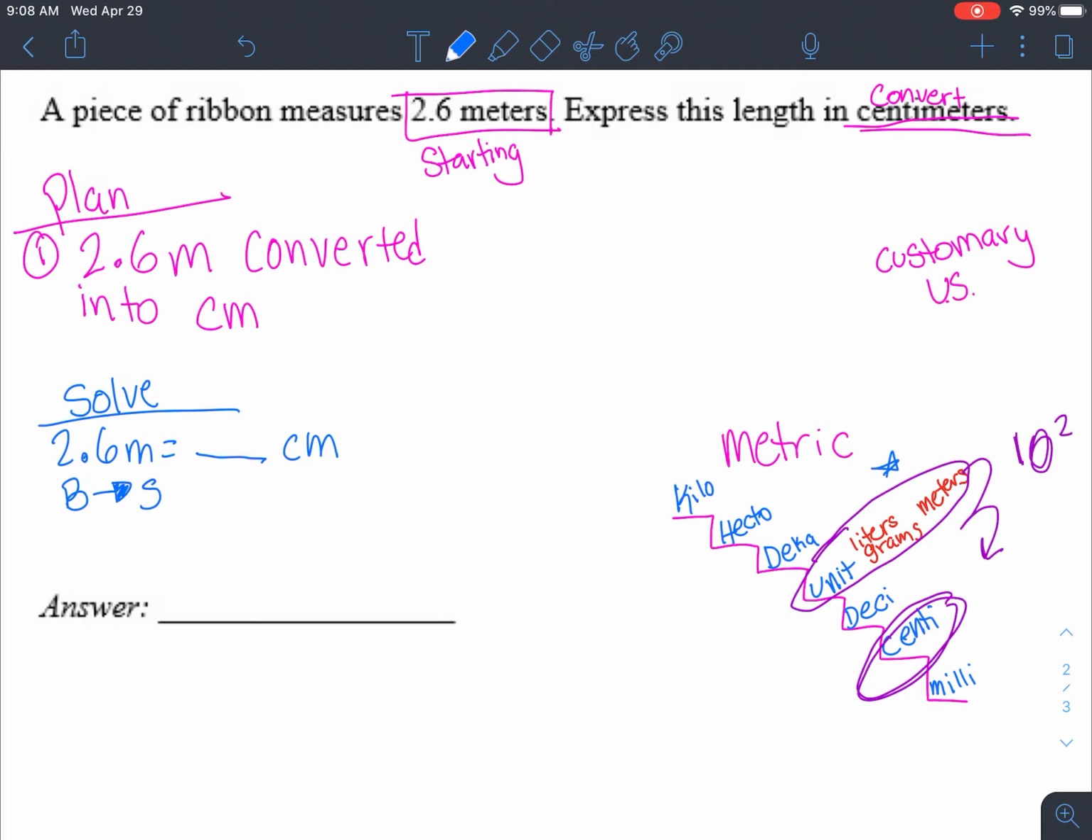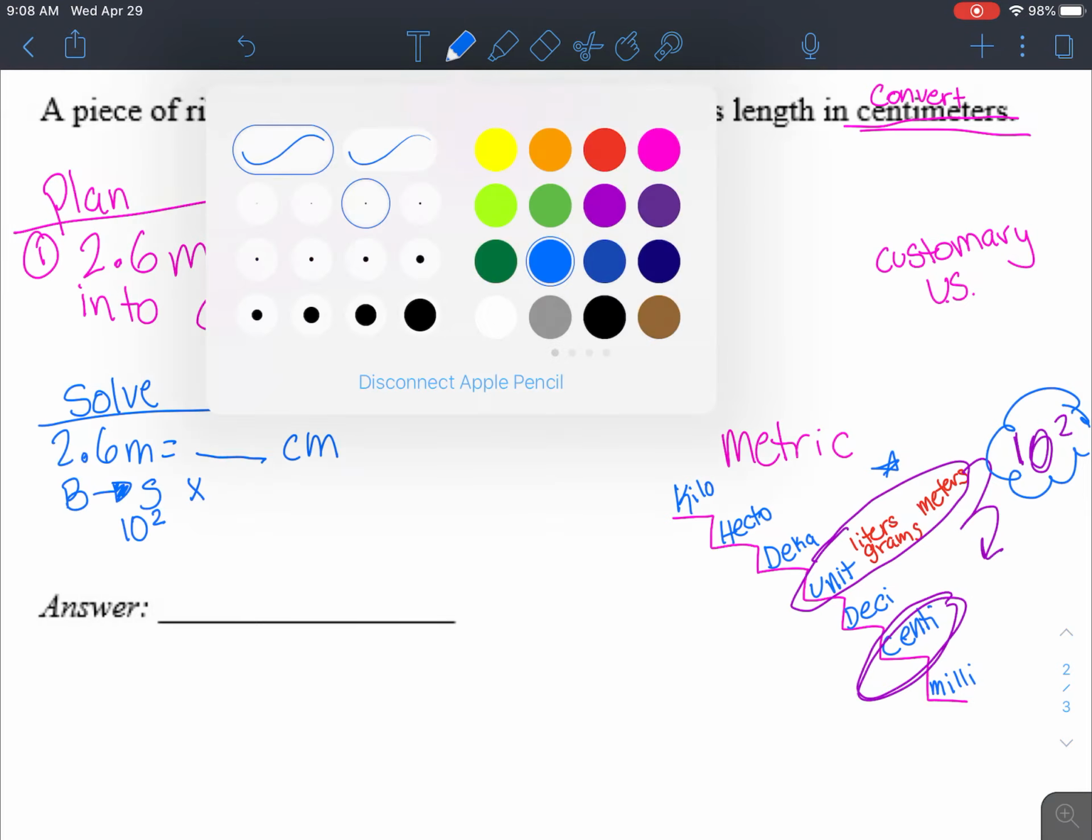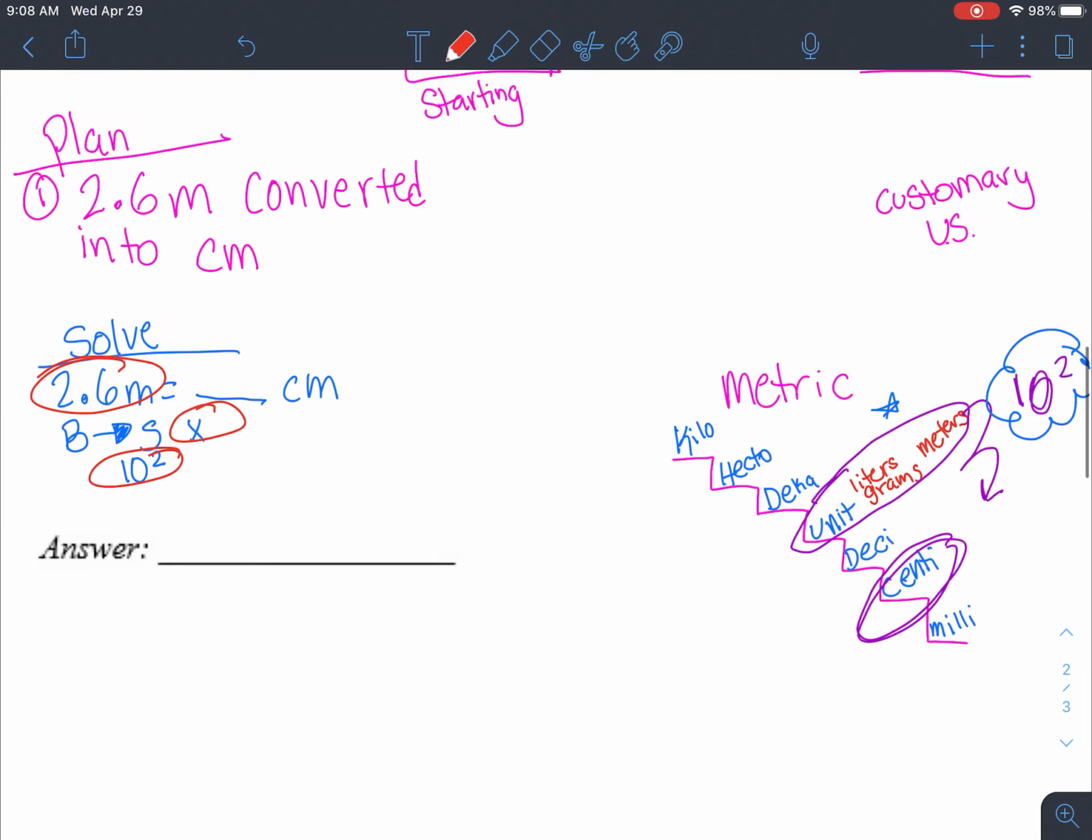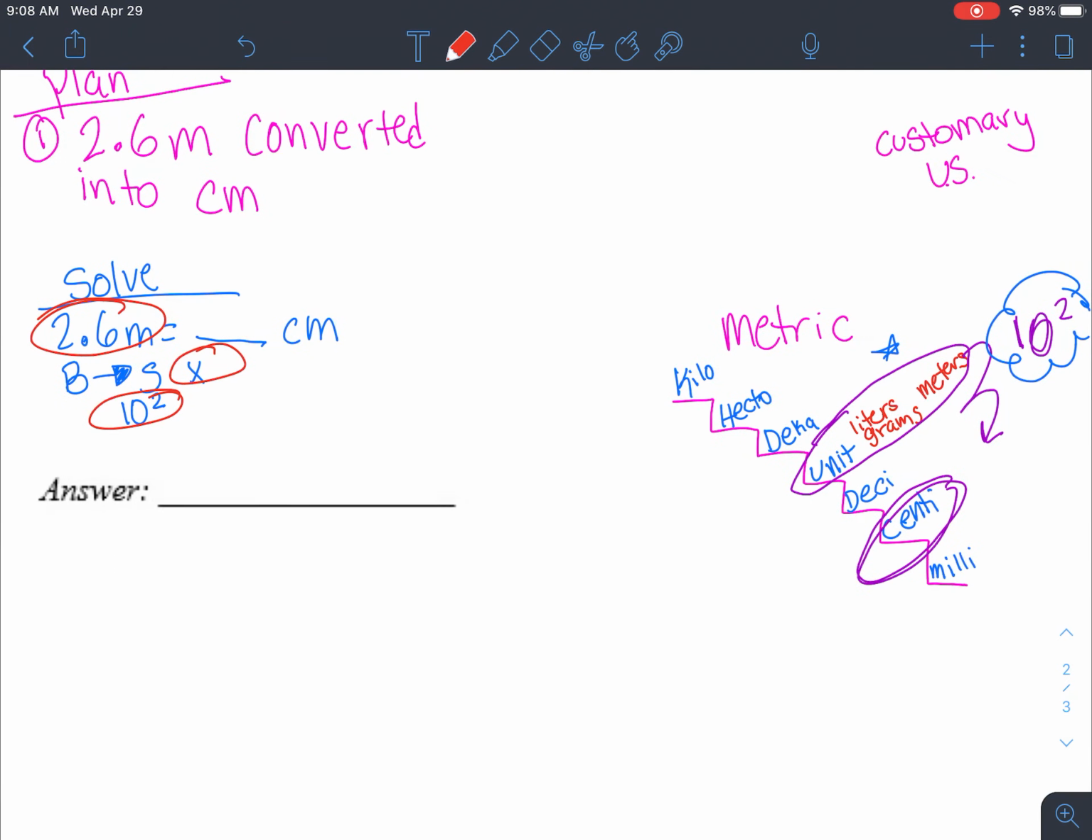Let's go back to that song. What operation do we have to do? Big to small, we multiply. Small to big, we divide. Since this is a big to small problem, we are going to be multiplying. And because of our handy dandy metric staircase, we know that our rule is 10 to the power of 2. Putting it all together, 2 6/10 meters times 10 to the power of 2 will give us our final answer. You can do this in your head possibly.